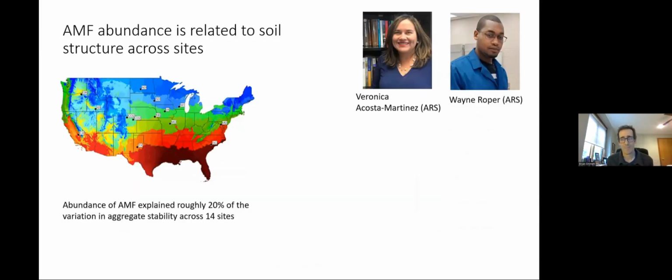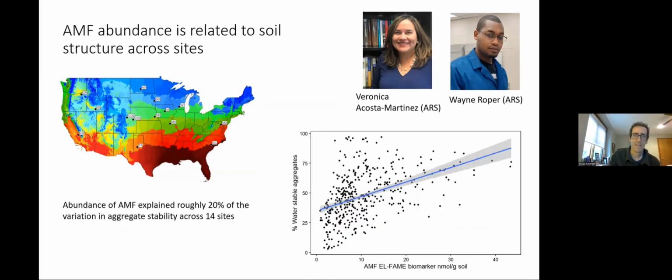So this is just one site here in Iowa. And I'm also part of a cross-site research network led by Veronica Costa-Martinez and her postdoc, Wayne Roper, within the Agricultural Research Service. And so they've been collecting soils from across the country, 14 sites, to assess soil health metrics and how they relate to each other. And if we look at this AMF biomarker again and our outcome of soil aggregate stability, we see this positive correlation. And there's a lot of variation around that line, but AMF abundance itself explains about 20% of the variation in aggregate stability across all of the samples from this network.